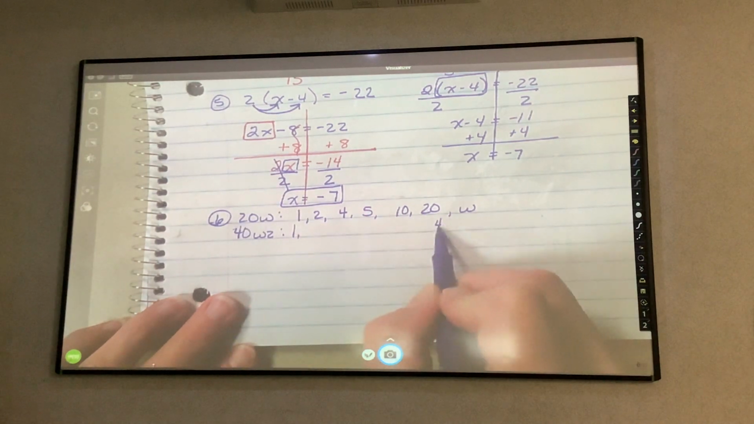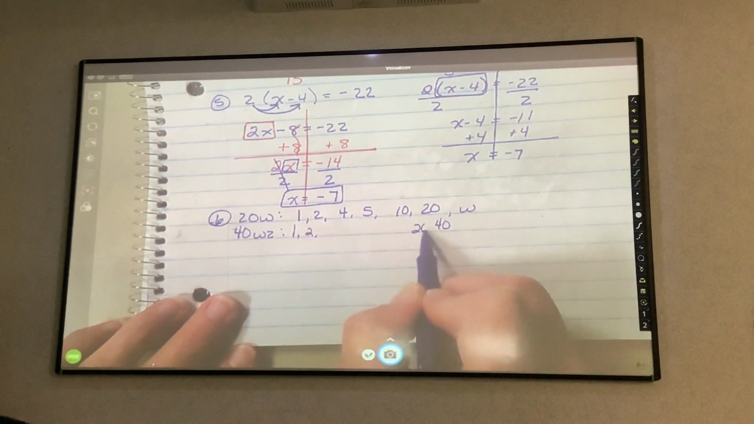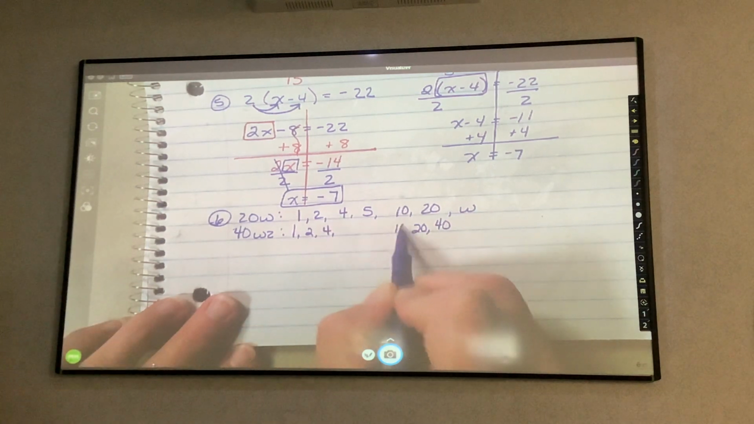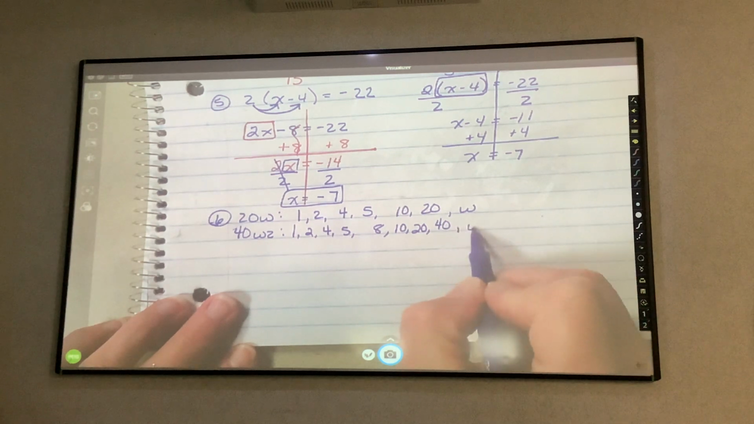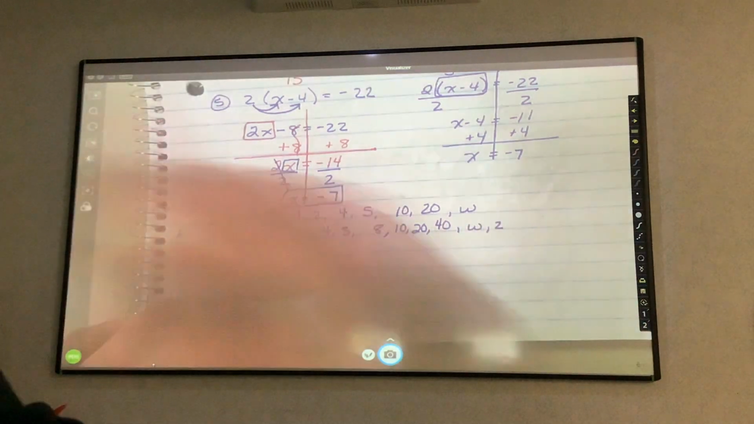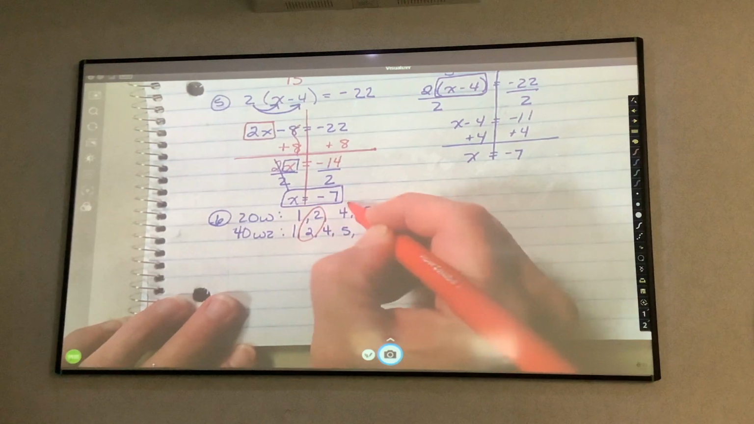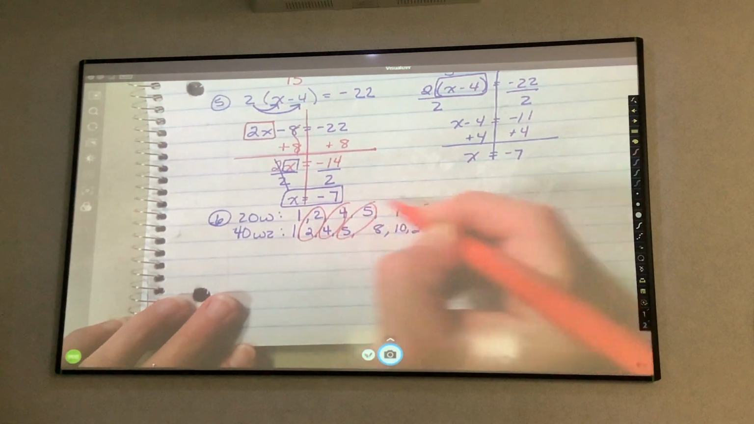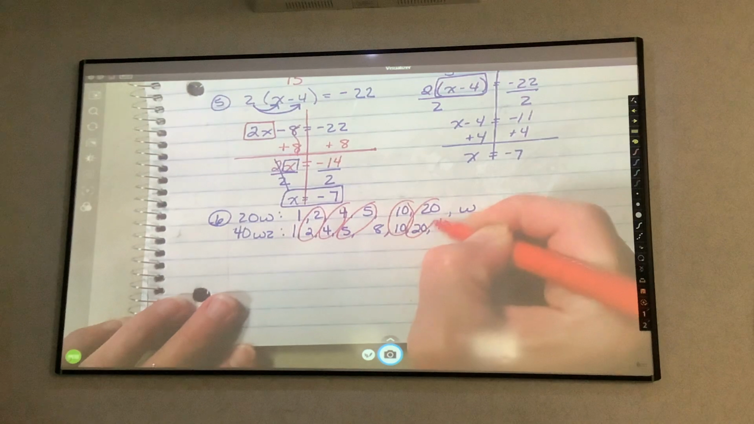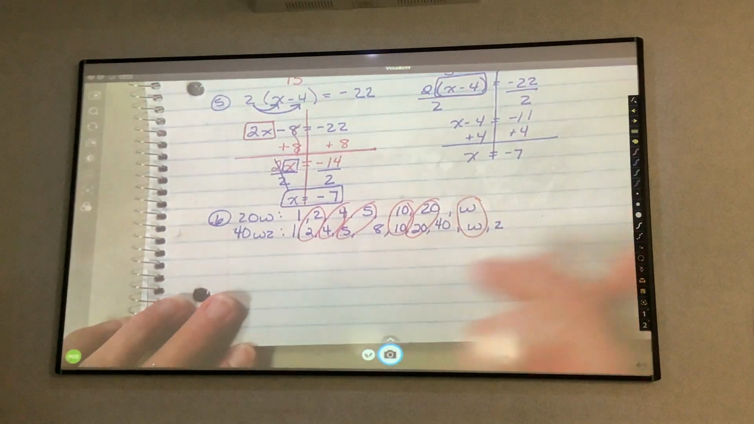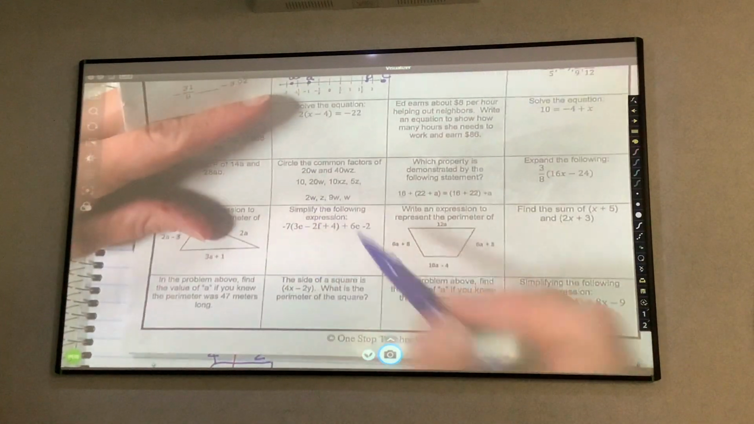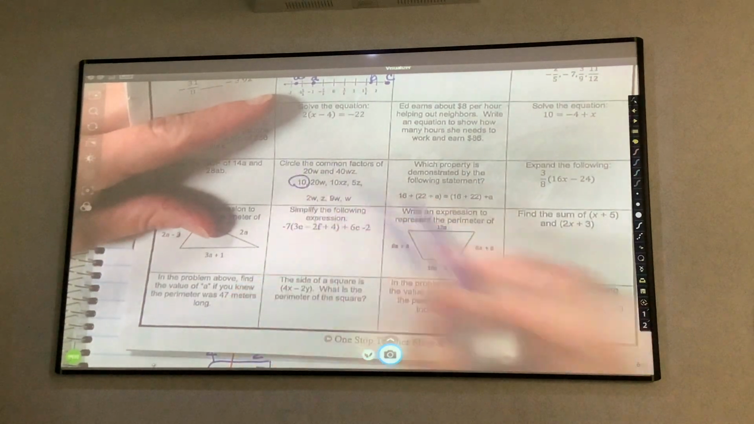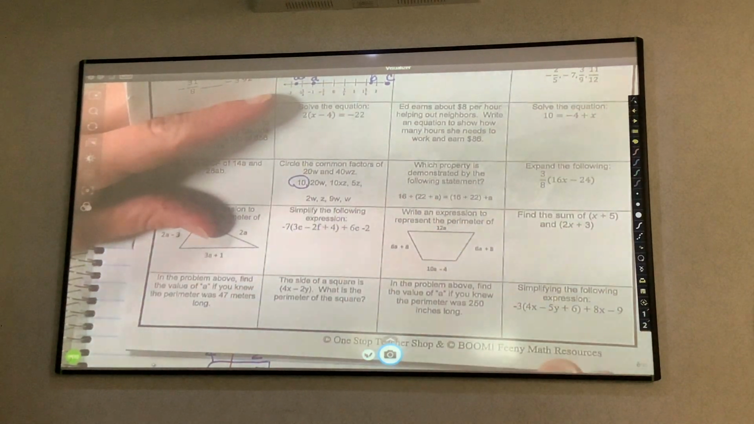1 and 40, 2 and 4 and 5. Anything else? W, Z. Circle what we have in common. So I circled all of that, and then I go back to my paper. And so did they have 10 in common? Yes. 20W? Yes, because I circled a 20 and I circled a W.